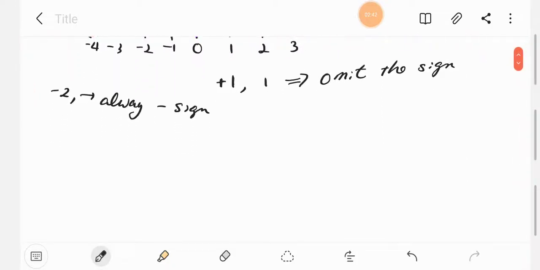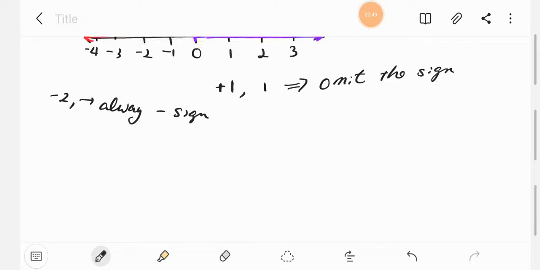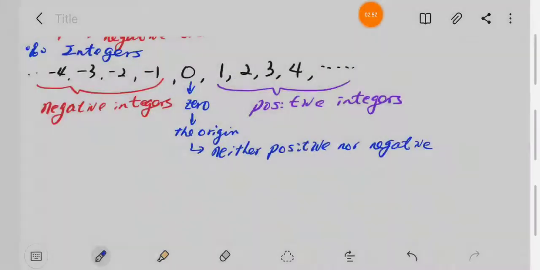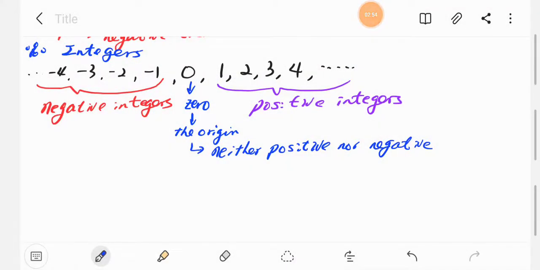So integers have positive integers, 0, and negative integers. Integers are composed of negative integers, 0, and positive integers. And 0 is called the origin, and it is neither positive nor negative. So they are integers.